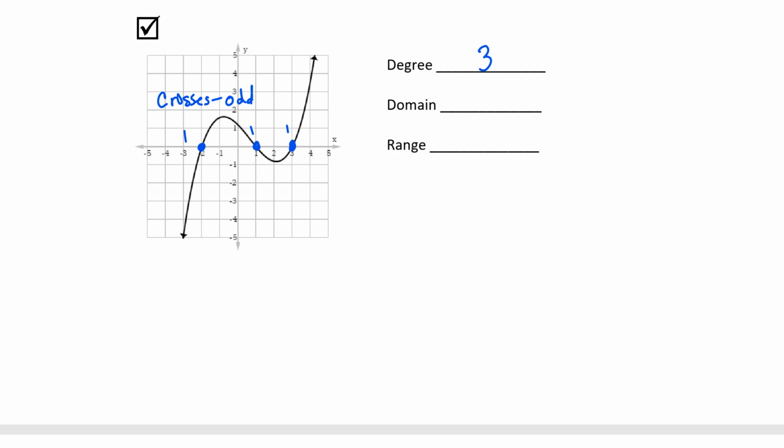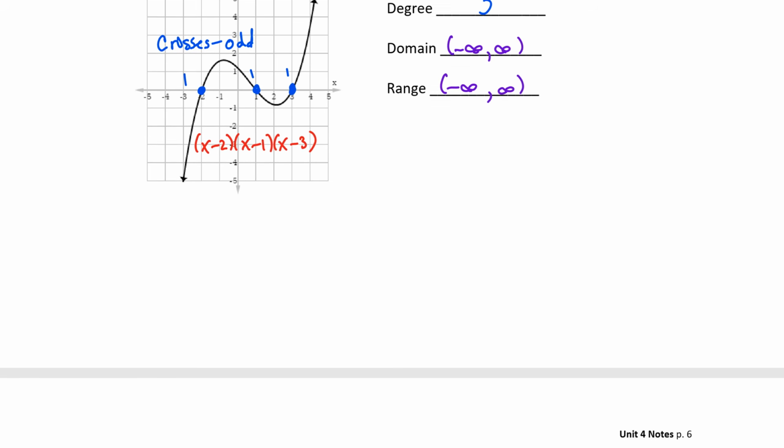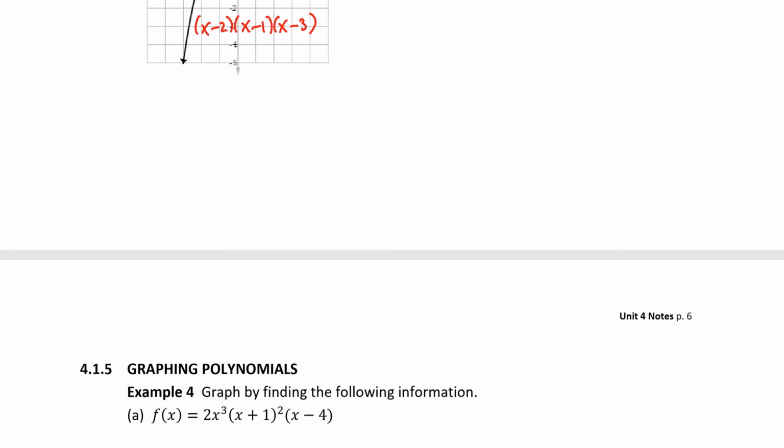Did you work on the definition of the function? This could look like x minus 2 times x minus 1 times x minus 3. That's the fundamentals of the function. It may have a leading coefficient. Again, we're just looking at what are the factors of that polynomial. The domain is negative infinity to infinity, and the range is also negative infinity to infinity. In the next video, we will put all of this together and start graphing polynomials.